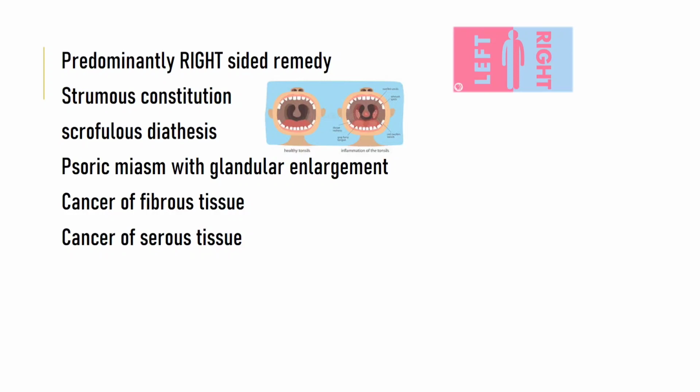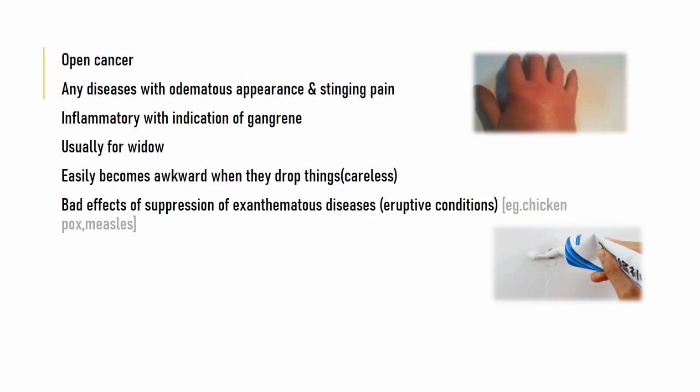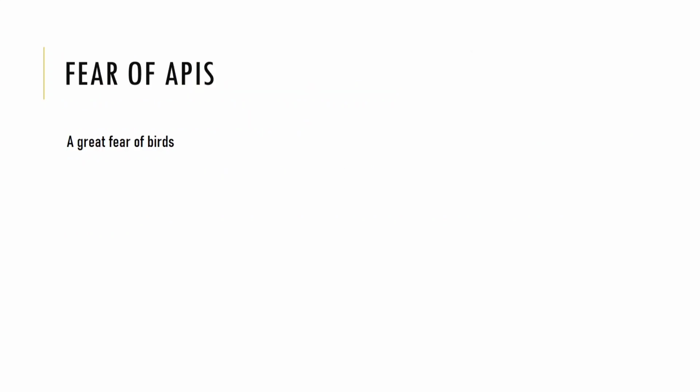And for the cancer of fibrous tissue, cancer of serous tissue, open cancer, which generally means cancer found on the skin, any disease with edematous appearance and stinging pain, inflammatory with indication of gangrene, usually a remedy for widows. As I already told you when we were discussing the doctrine of signature, the queen bee kills the worker bees after mating, so it leaves it as a widow. So this is the remedy for widows.